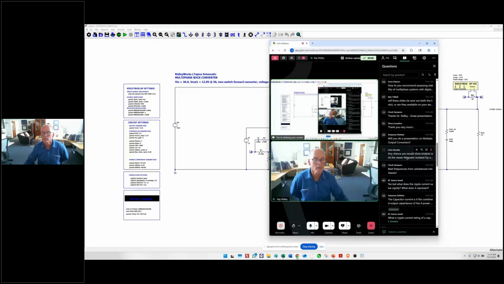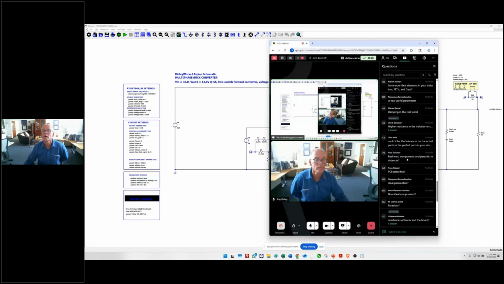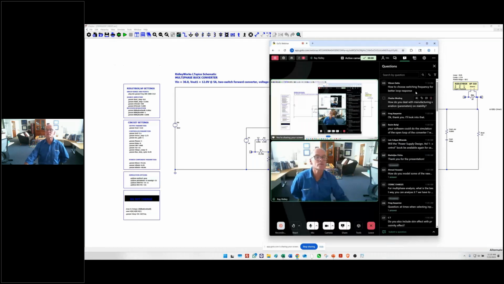More questions at the top of the list, Ray. There are. How to choose the switching frequency? Well, the higher the switching frequency, the higher you can cross over, at about 1/10 of the switching frequency. That will give you better loop response. So if you're going to do current mode, that'll give you the best. Bump your switching frequency up, and then your crossover can go up as long as your op amp can keep up with it.